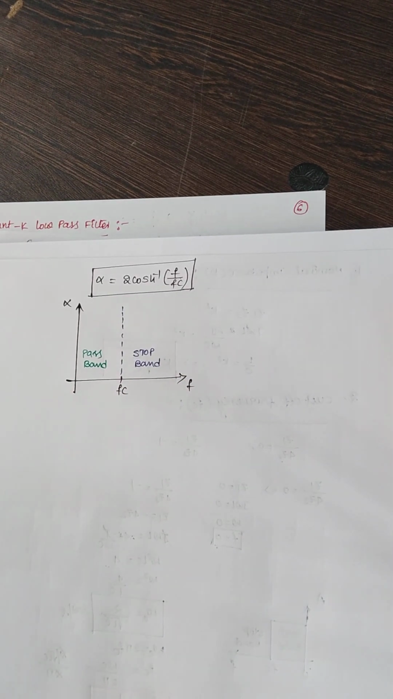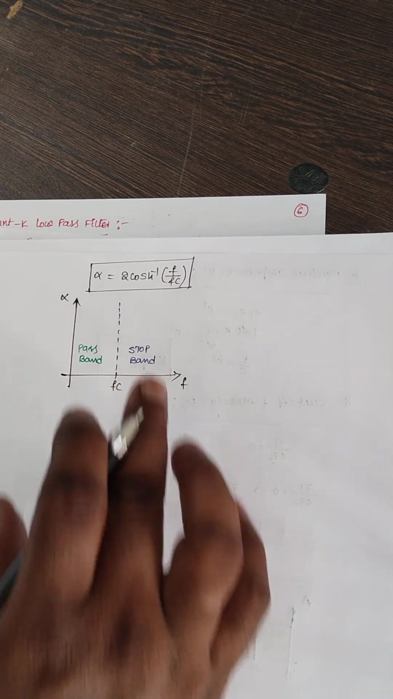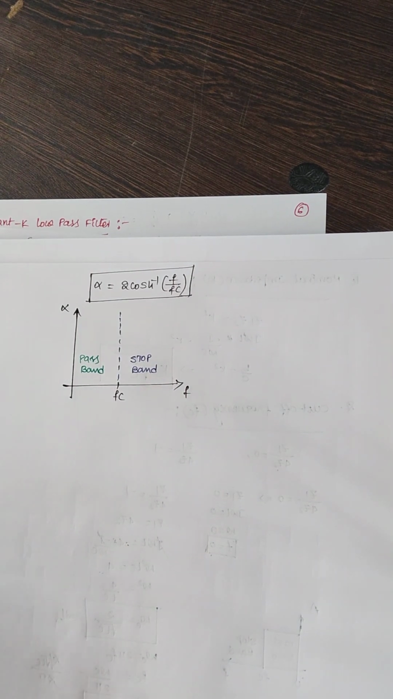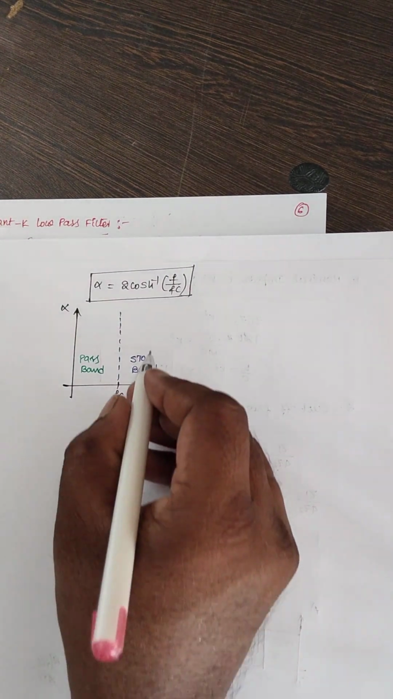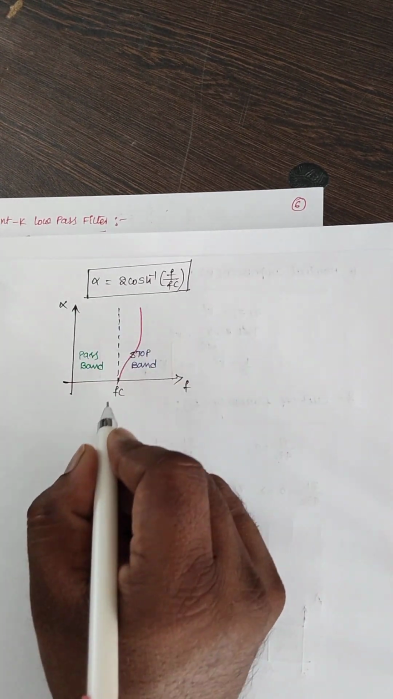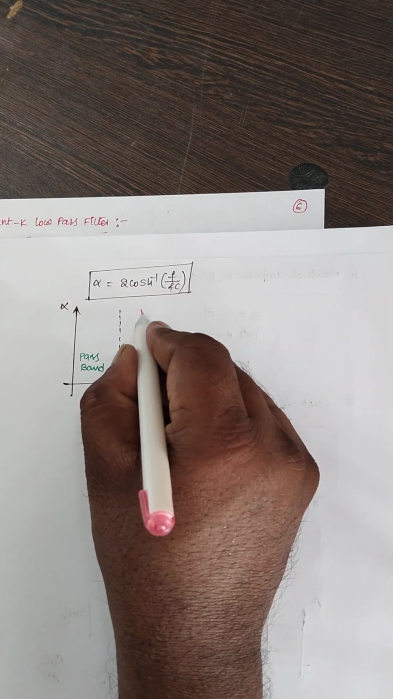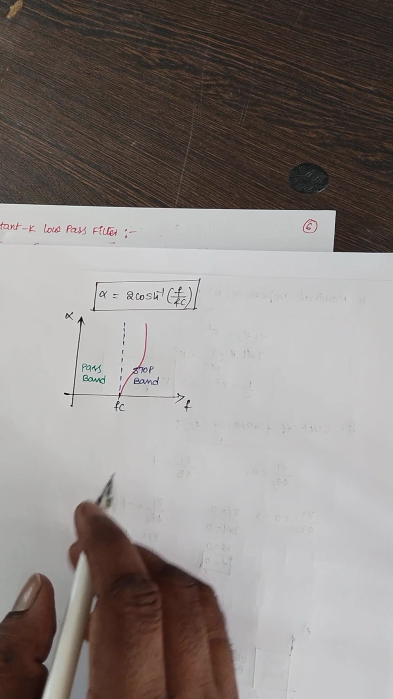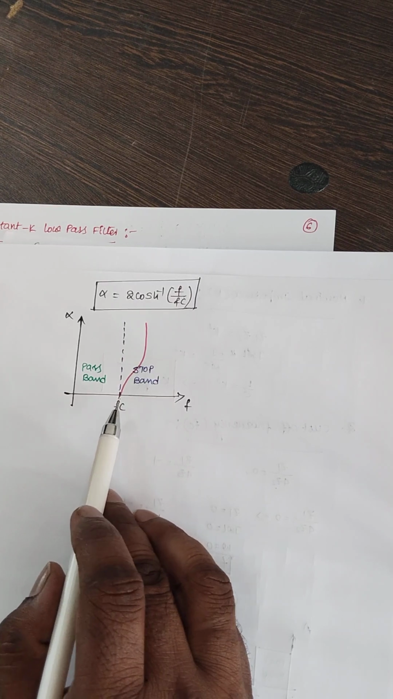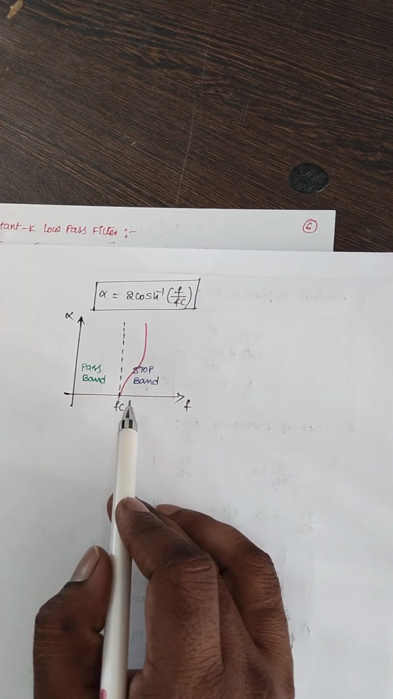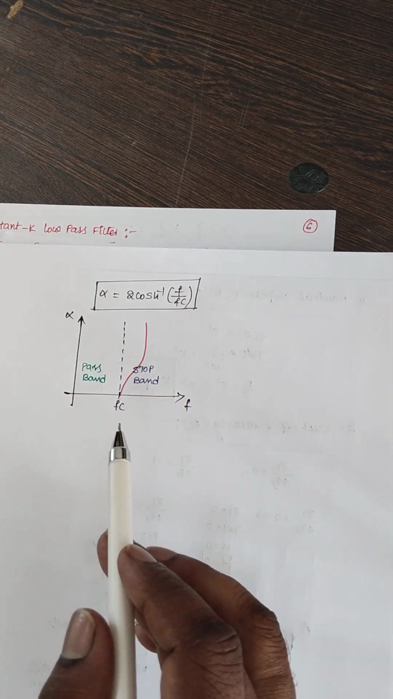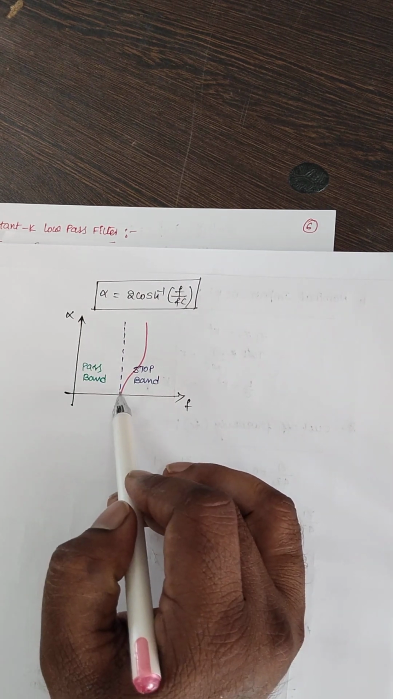So if you use this expression, cos h inverse of f by fc, these types of expressions will give values like this, so it will give a graph like this. Suppose f is equal to fc, cos h inverse of 1 is 0, so alpha is equal to 0. It will start from 0.